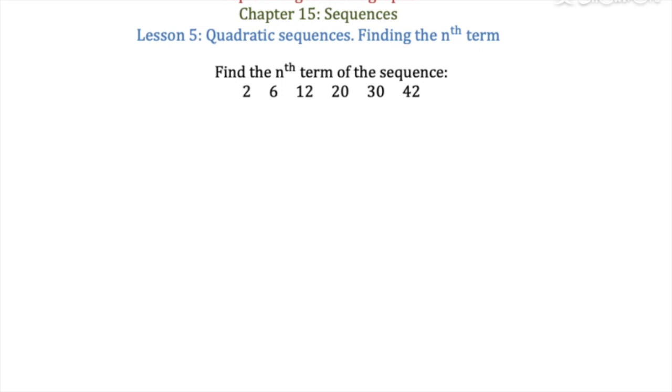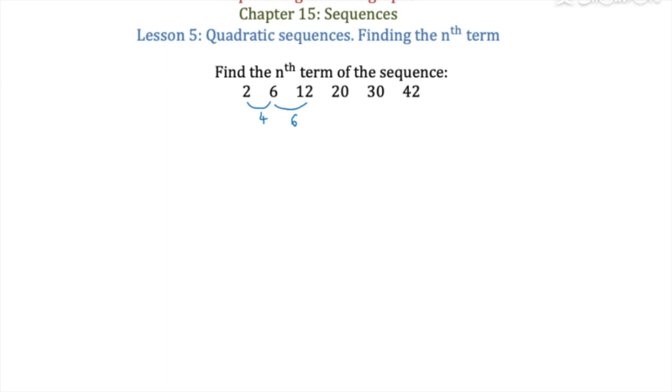In this lesson, we'll try finding the nth term of a quadratic sequence. We won't know at the start that it's a quadratic sequence, the sequence that we have: 2, 6, 12, 20, 30, and 42, but we will find that out easily by studying the differences between the terms. Between 2 and 6 we have the difference 4, 6 and 12 we have the difference 6.